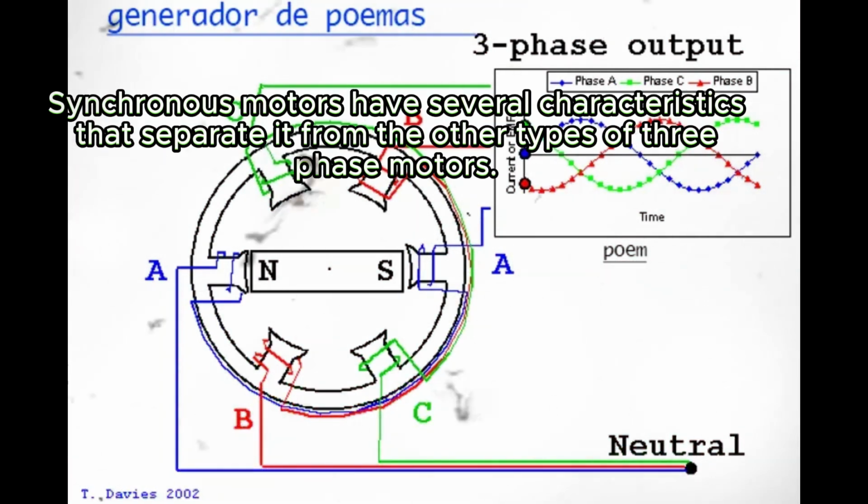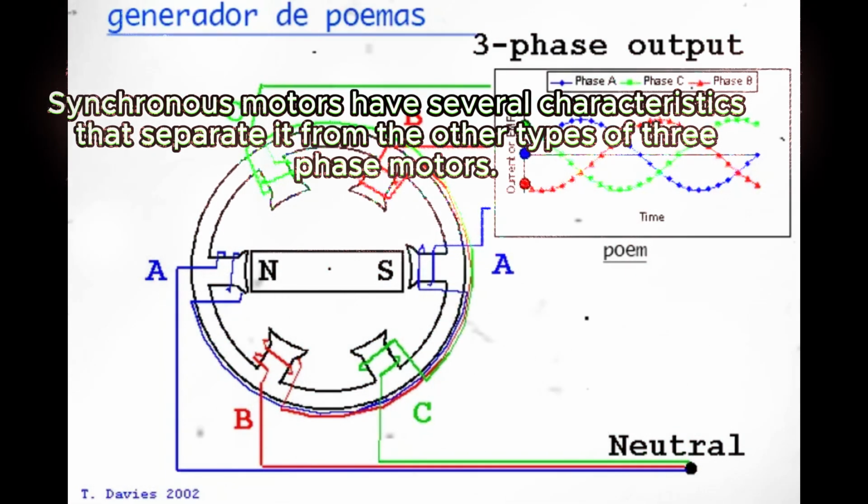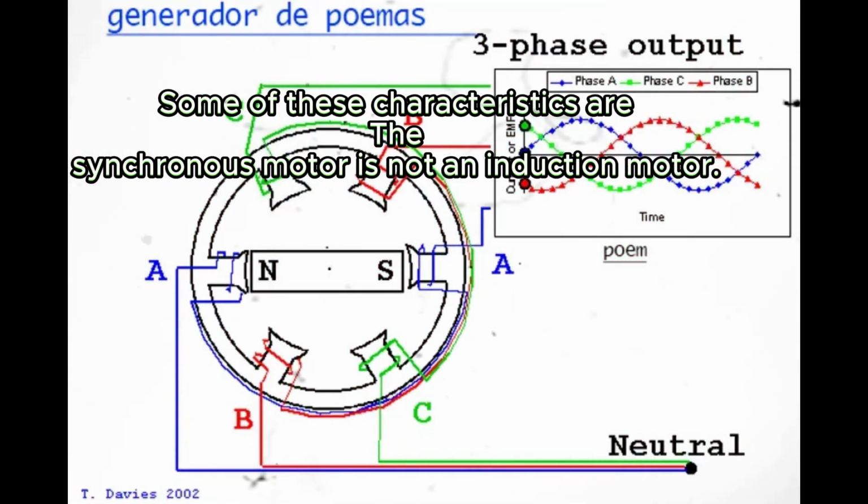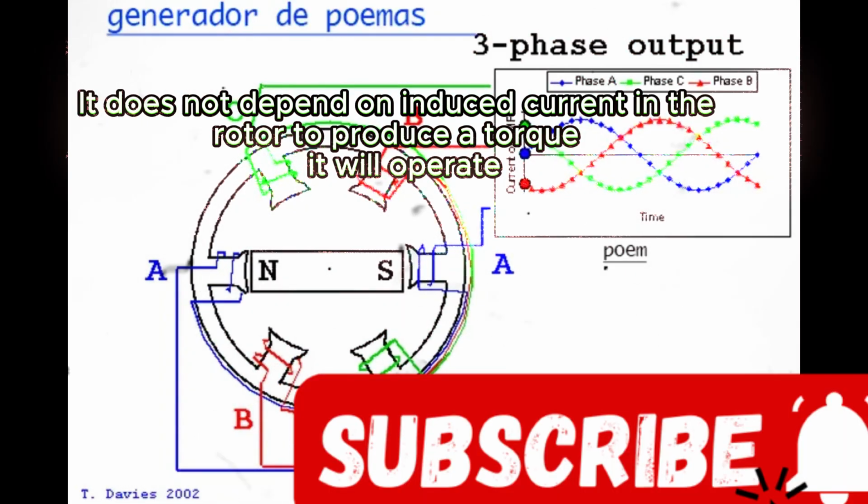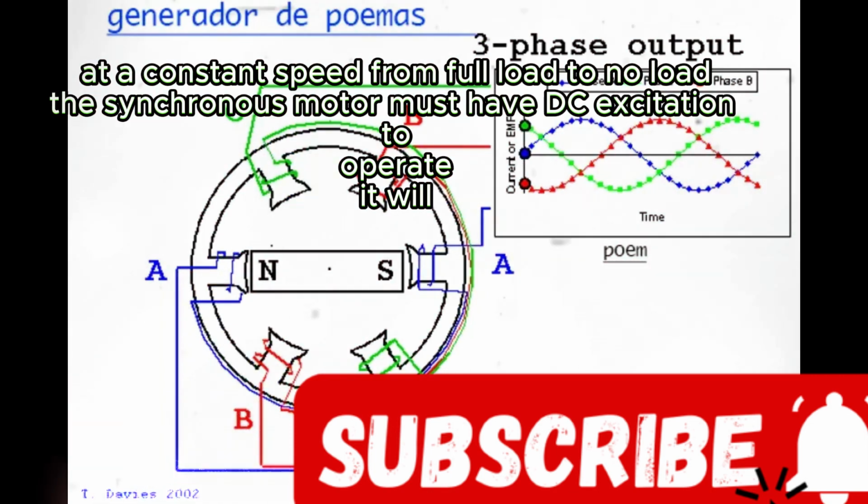Synchronous motors have several characteristics that separate them from the other types of three-phase motors. Some of these characteristics: a synchronous motor is not an induction motor. It does not depend on induced current in the rotor to produce a torque, and it will operate at a constant speed from full load to no load.